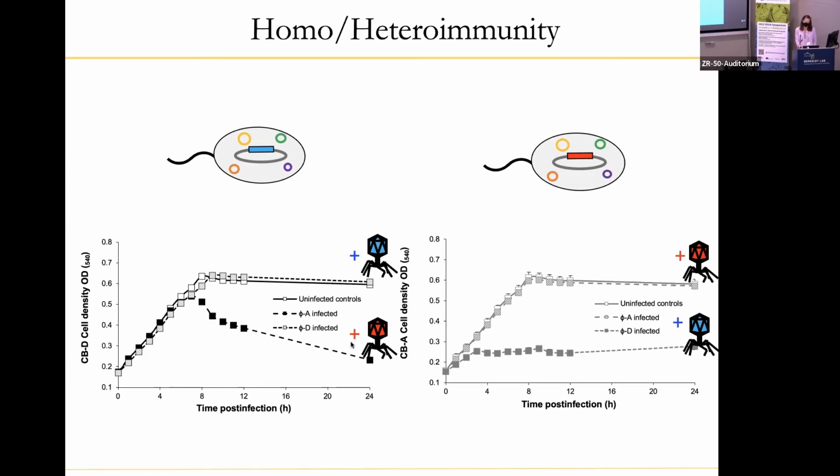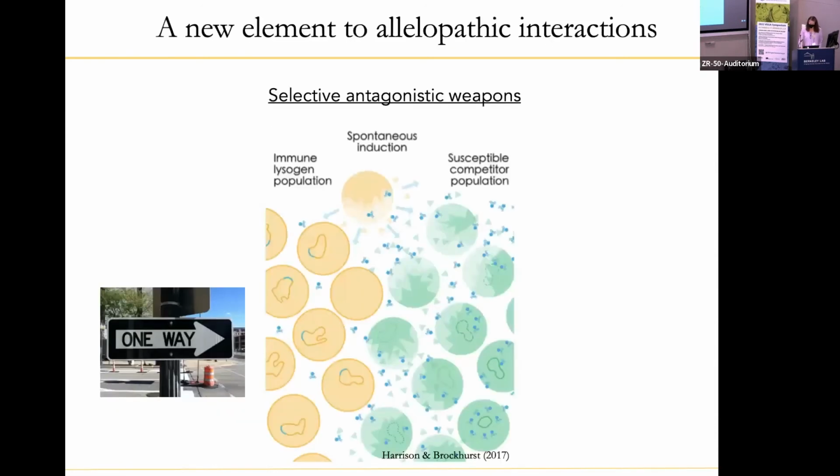We see evidence for homoimmunity. If you infect the blue lysogen with the blue virus, you don't see any indication of infection, and you don't see indication of induction. Alternatively, if you add the red virus to it, you get an active lytic infection, and again, also induction of the blue. And then the same is true if you flip that dynamic. If you take the blue virus and infect the red host, you get a lytic infection, but you don't get a lytic infection if you add red to red.